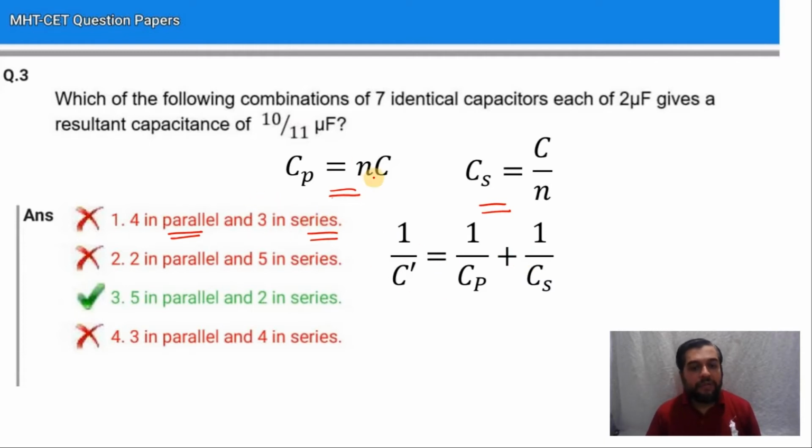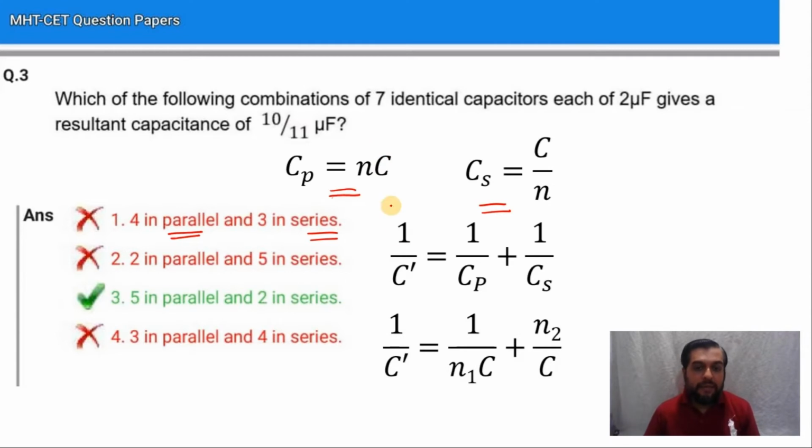Now Cp you know is given as n times C and Cs is given as C by n, where n is the number of identical capacitors in parallel or in series. But you can see the number of identical capacitors in parallel and in series are not the same. In the first choice only 4 are in parallel, 3 are in series. So here in parallel n is 4 and in series n is 3. So I will take the number of capacitors in parallel as n1 and the number of capacitors in series as n2.